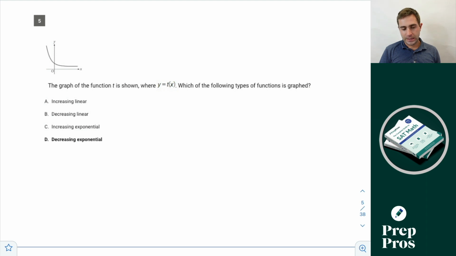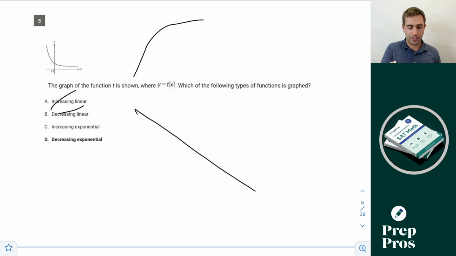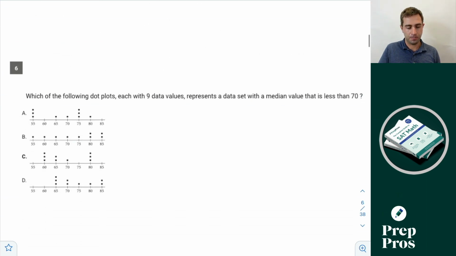The graph of the function t is shown where y equals t of x. Which of the following types of functions is graphed? Well, it's not linear, because linear would be you see the same slope, and it's definitely not increasing. This would be a decreasing exponential.